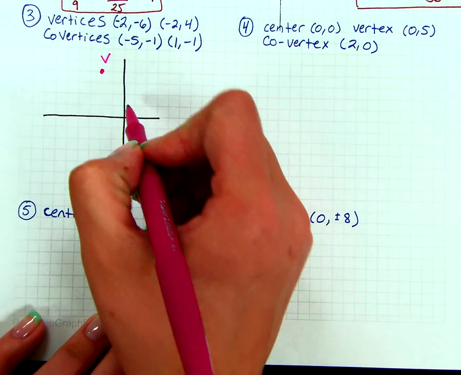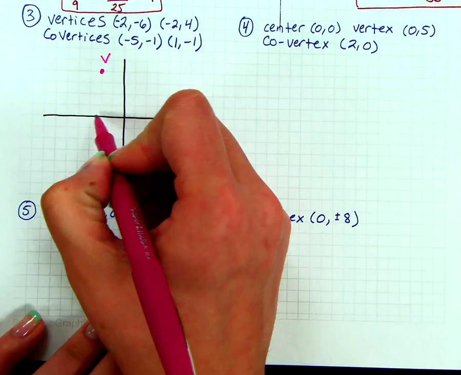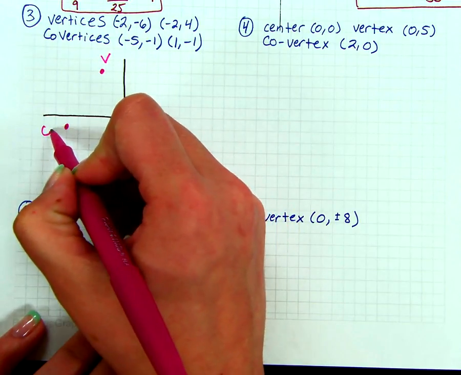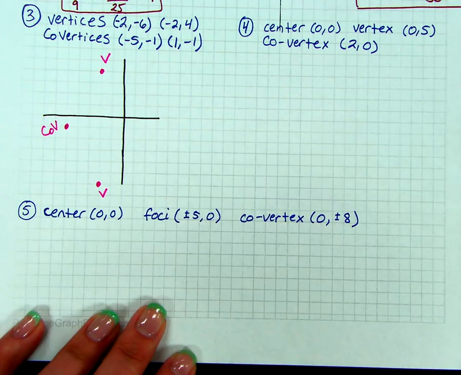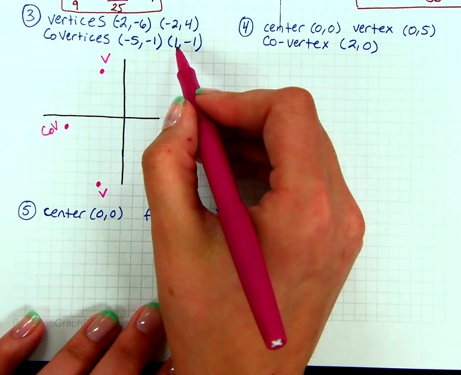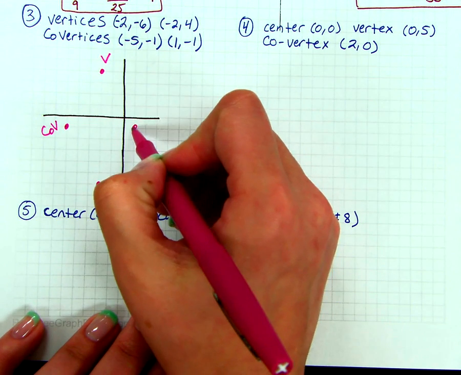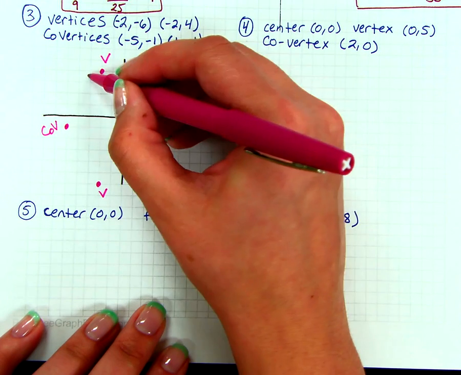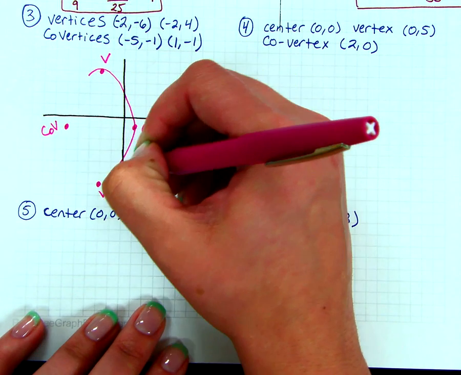And this one we are going left 5, down 1. So 1, 2, 3, 4, 5, down 1. And that's a co-vertex, so I'm going to put co-V for co-vertex. And then right 1, down 1. And again, we're going to have a co-vertex for that. So it's just a good idea as we make our points that we label them so that we can remember what they are.